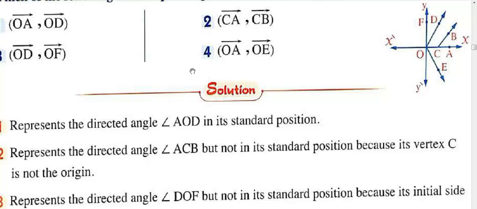Okay. Question number 4, OA and OE. Is it a standard position or not? AOE. Okay, AOE is a directed angle because its initial side lies on OX. It's a standard position because OA, the initial side, lies on OX and its vertex O is the origin point.